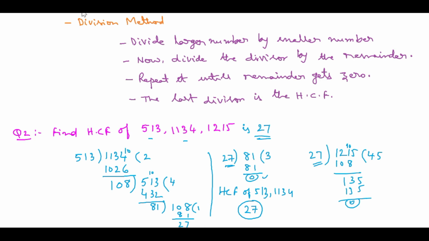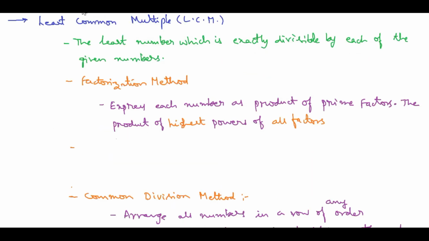Now let's move on to the next one. Now coming to the least common multiple. What does it mean by least common multiple? The least number which is exactly divisible by each of the given numbers.